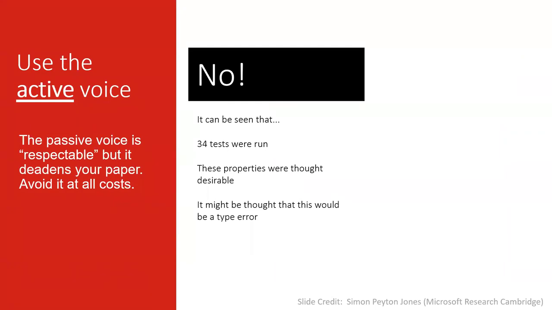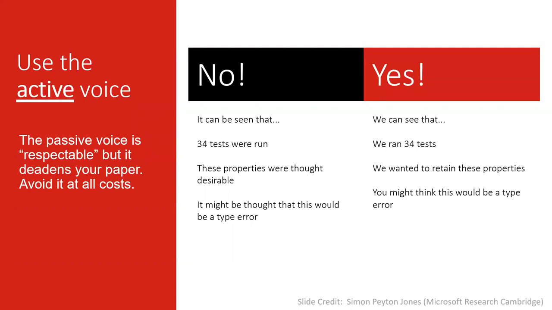So when you write these abstracts, passive voice is okay and respectable, but in general, you don't want to write things like, "it can be seen that 34 tests were run." You want to write it in a little more active way: "We can see that we ran 34 tests. We wanted to retain these properties."